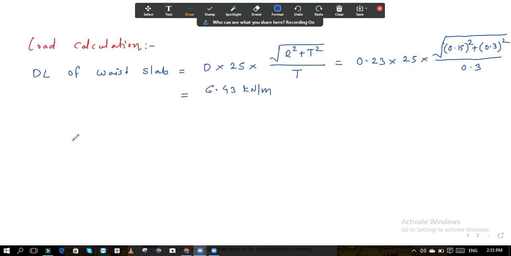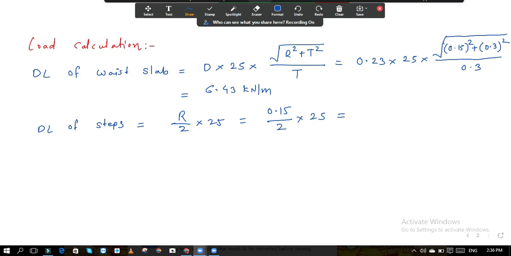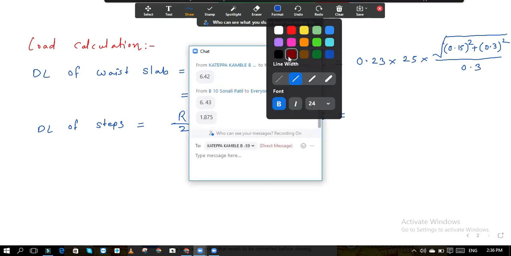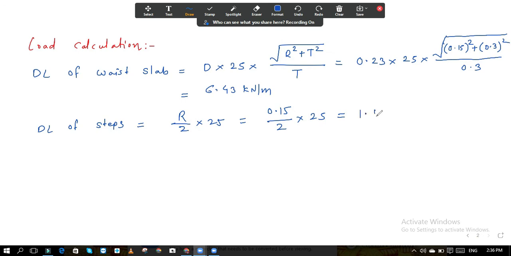Then weight of steps or dead load of steps is equal to, the formula is r by 2 into 25, which is equal to r is 0.15 by 2 into 25. What is the answer? 1.875 kilonewton per meter. Okay.